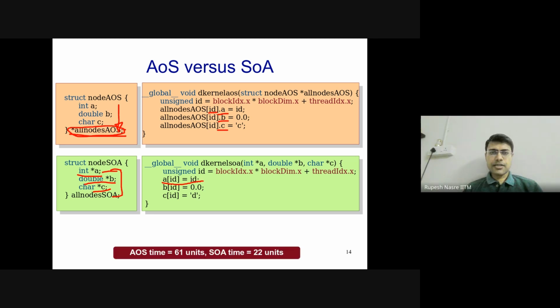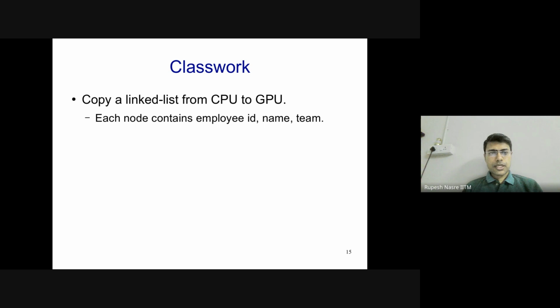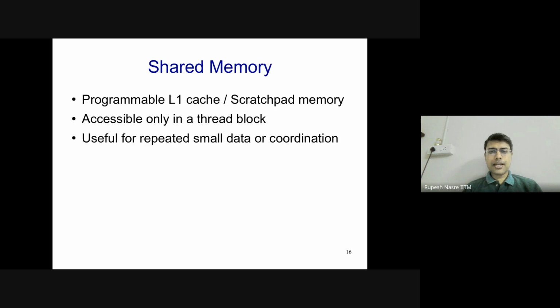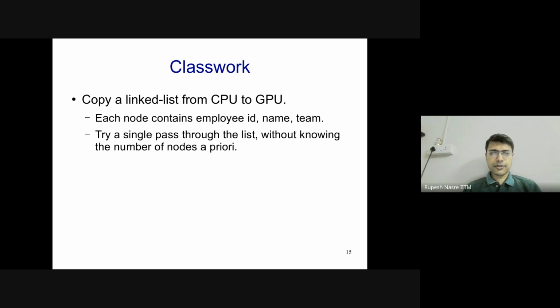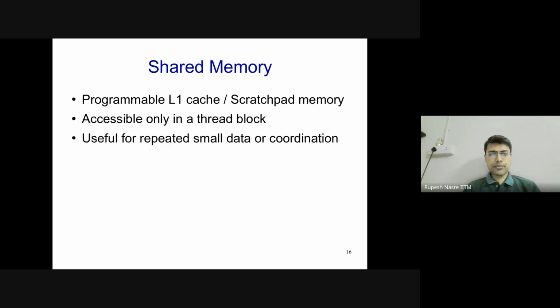Okay, so just as a quick check of whether AOS versus SOA really gives any benefit, when I ran it on my GPU with these two accesses, keeping the rest of the code the same, it turns out that there is a substantial benefit that you get by converting it into SOA, right? So you have to remember to convert to coalesced accesses on the GPU. You might want to copy a linked list from CPU to GPU, which you can try offline. I'll skip this.